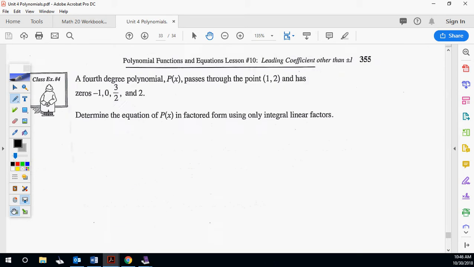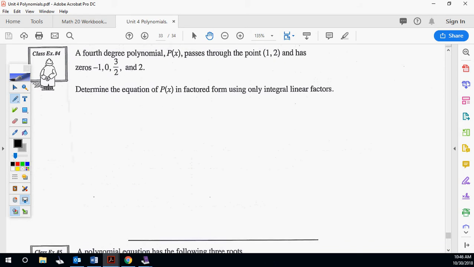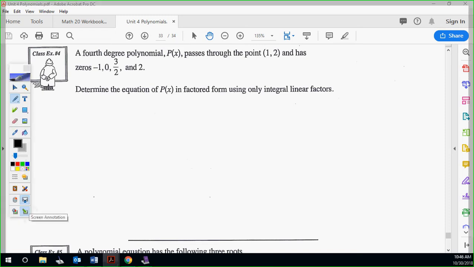All right, last page, and then we'll be done. A 4th degree polynomial passes through the point (1, 2) and has its zeros at negative 1, 0, 3/2, and 2. So 4th degree, all these zeros must be straight throughs because there's 4 of them. And if this is a 0, that's the y-intercept, because it's (0, 0).